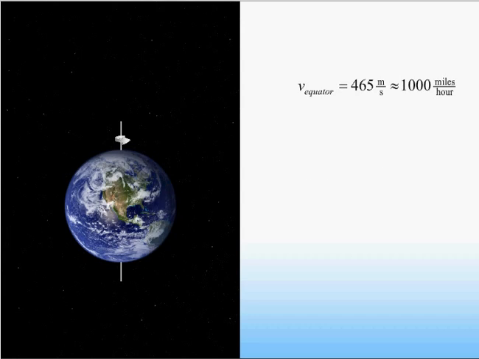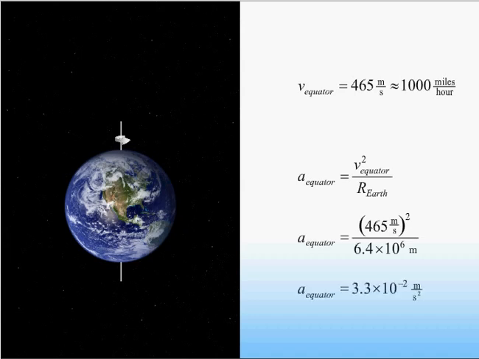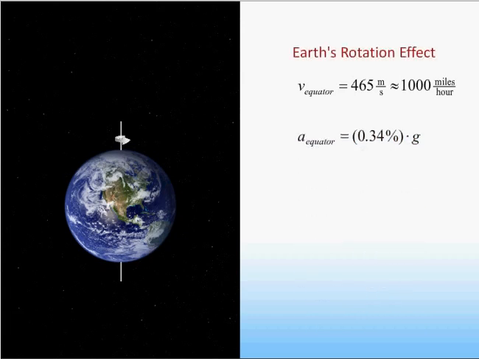Now, that's pretty fast, but the quantity of interest here is the centripetal acceleration. When we divide the square of this speed by the radius of the Earth, we find that the acceleration is, in fact, quite small. It's about 1/3 of 1% of a g. Now, this value is small enough that we don't really notice it, and we are quite justified in ignoring its effect for any measurements we will make. We can and will assume that the surface of the Earth is a perfectly fine inertial reference frame.